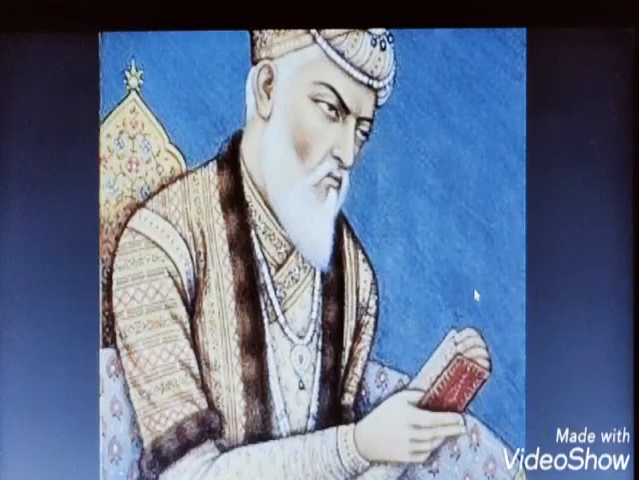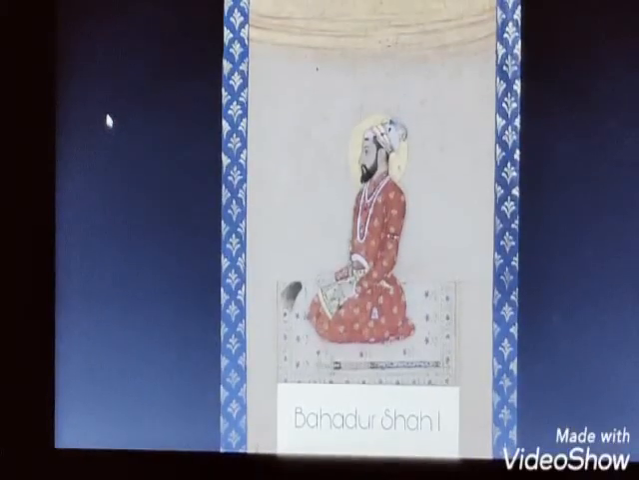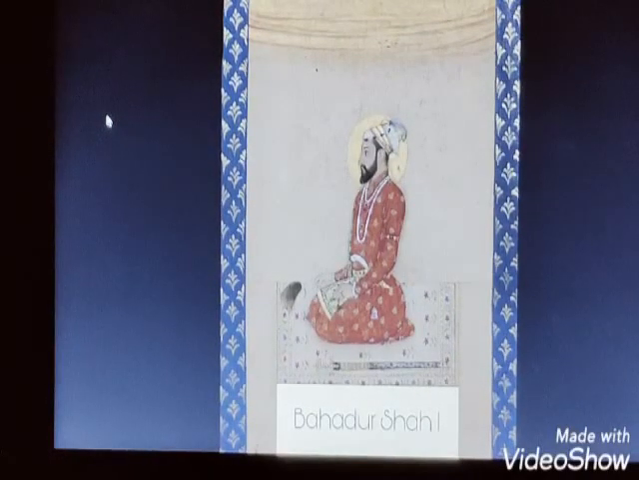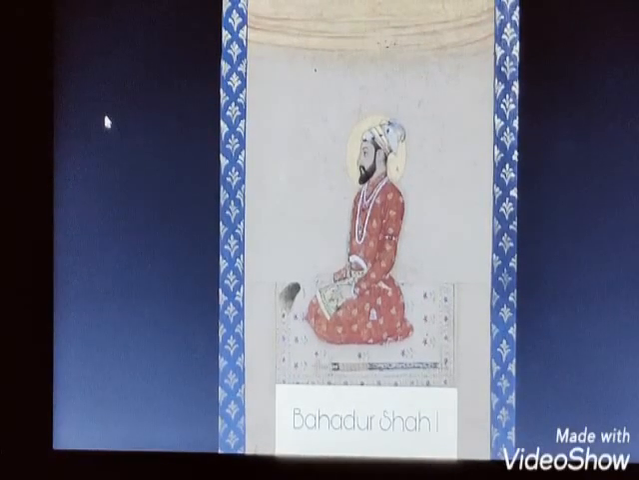Now we will study BJFM, BASB, the short form I had given for the names of the Mughal emperors. Now one by one we will study them. Bahadur Shah I, born on October 14th, 1643, and died on 27th February 1712, also known as Muhammad Muazzam and Shah Alam, was the seventh Mughal Emperor of India.